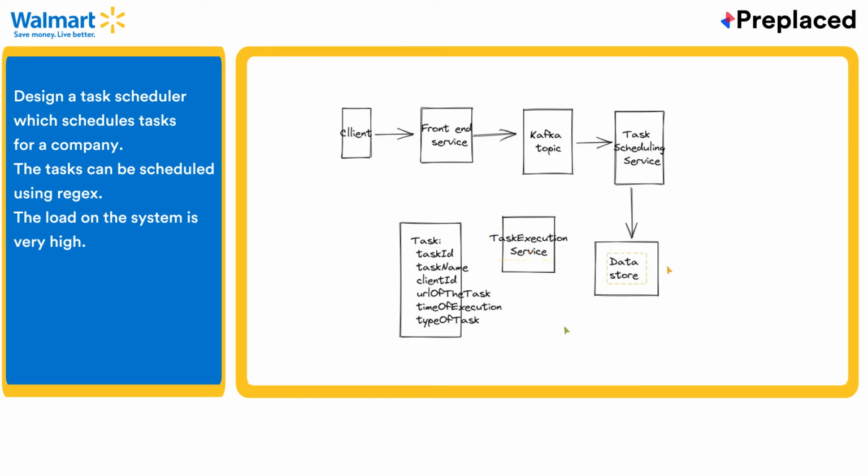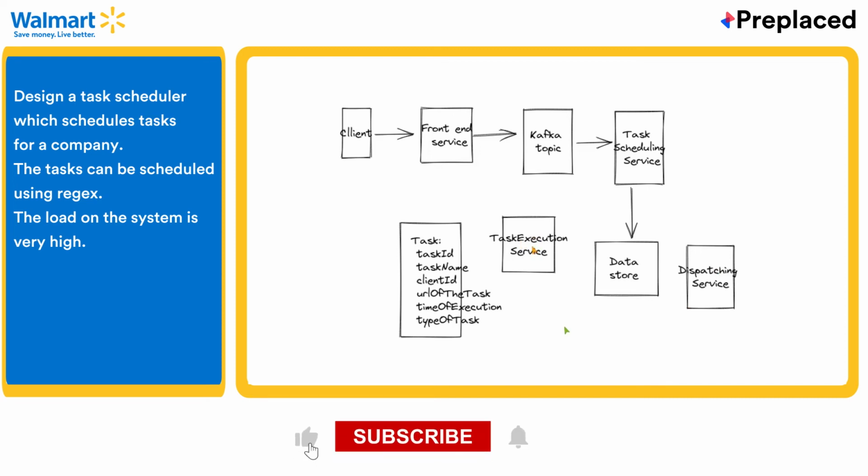Okay. So what we can do is we can again introduce a queue here. The first thing that comes to my mind is we can again introduce a queue. The dispatcher service can be here, which will be just dispatching the required task. It will be polling this data store every 30 seconds, and it will be dispatching to another Kafka queue. From that Kafka queue, this task execution service will pick it up.